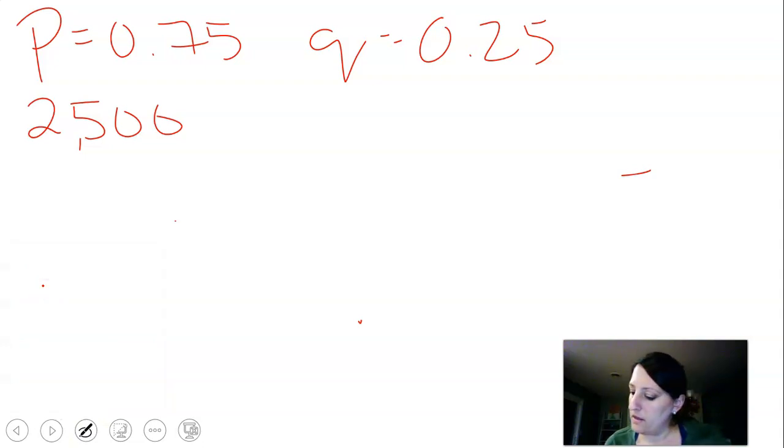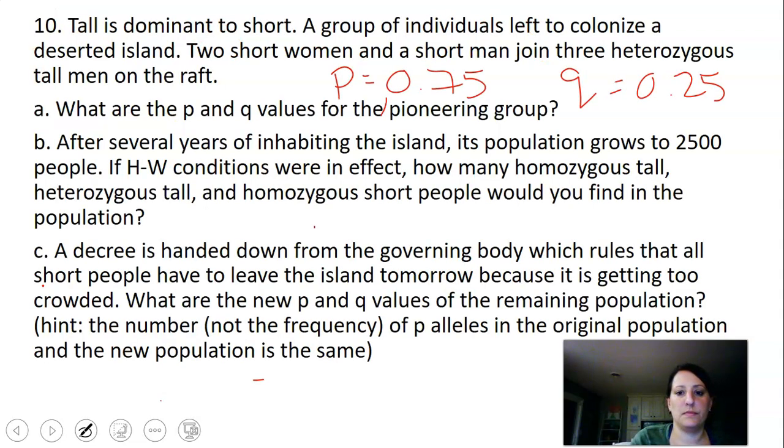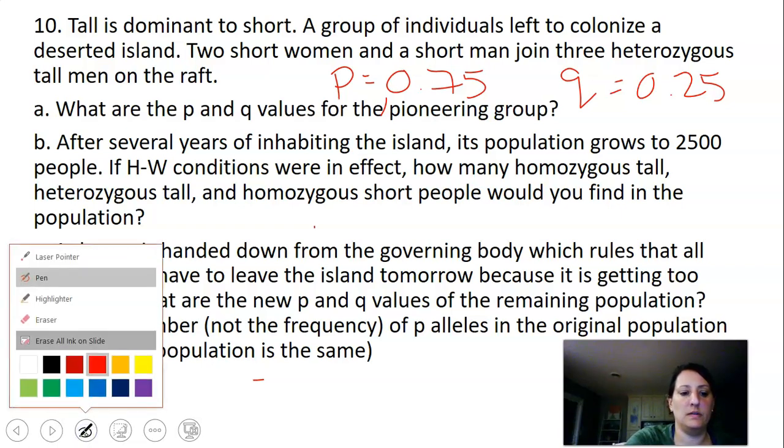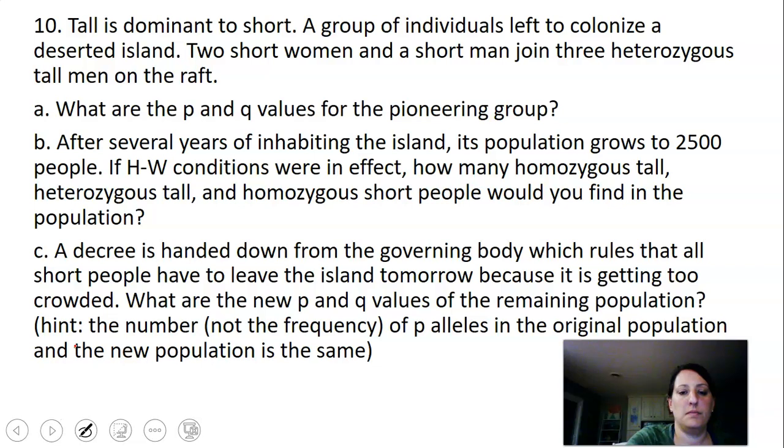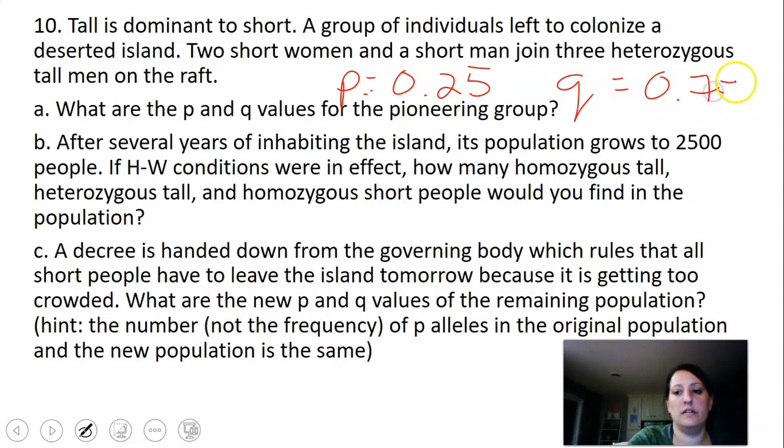Okay, so the heterozygotes, wait, I did that in the opposite. I switched my P and Qs. Did I switch them? Yeah, I switched them around. Sorry, hold on, let's fix this. So P should be 0.25, and Q should be 0.75. Just trying to see if you're paying attention.